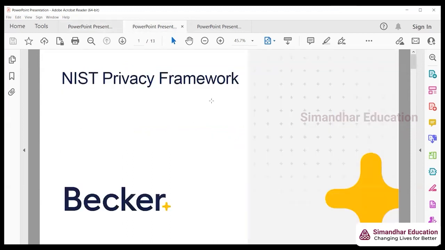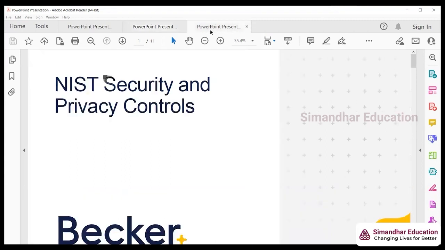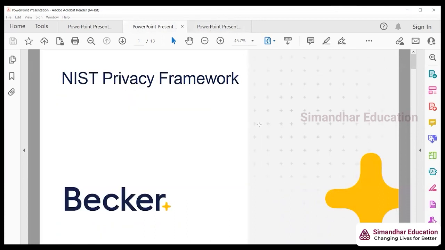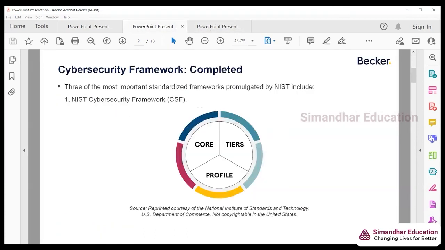NIST is not yet over. Module 1 is not yet over. Next is the NIST Privacy Framework. So let's try to cover it today. Of course we'll not be able to do security and privacy controls, but at least the privacy framework. Let's see. I don't think we'll be able to do it today. Let's see what level we can do later. Remaining we'll cover in the next class on Saturday.